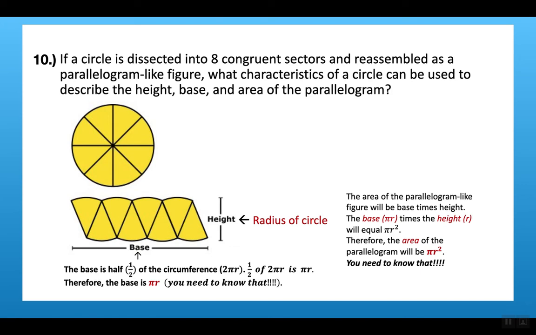And then if you look back at the circle, 4 triangles, that's half of the circumference of the circle. That's half of the distance around the outside of the circle. So you've got to realize that the base of that parallelogram is half of the circumference of the circle. The circumference of a circle is 2 pi r. So if I get half of 2 pi r, the 2's cancel out, and the base would be pi r.